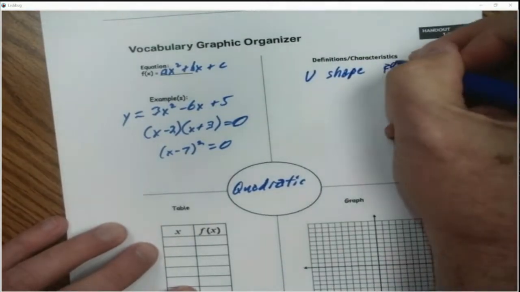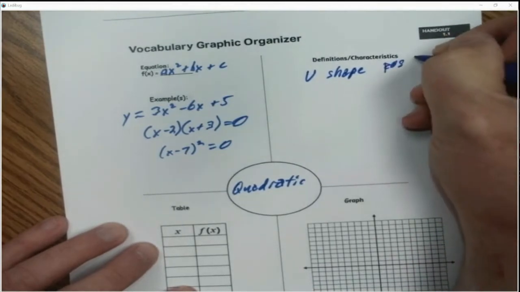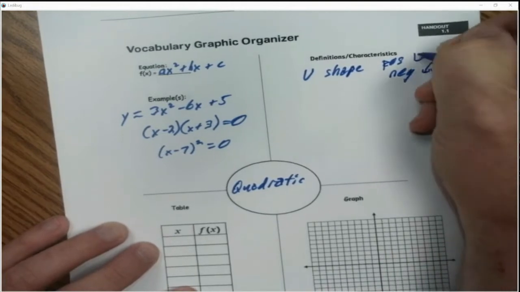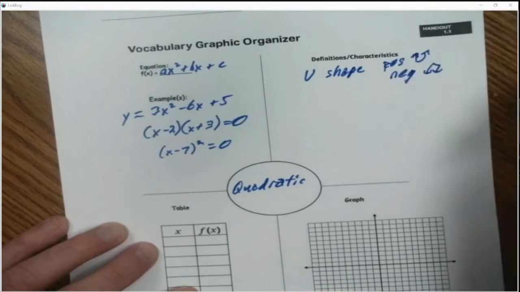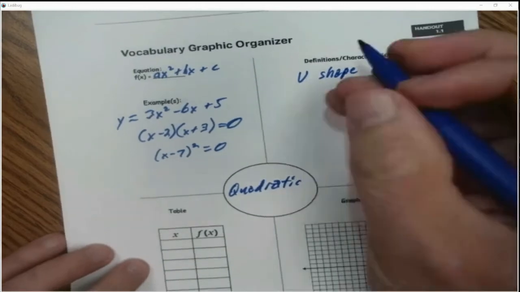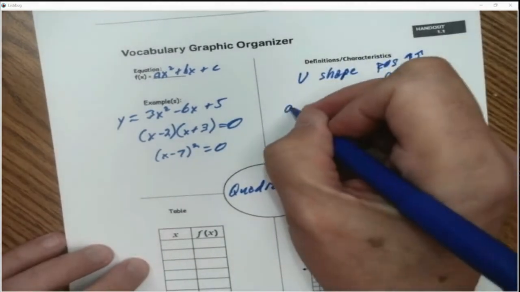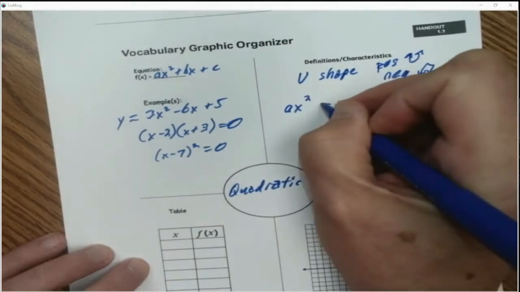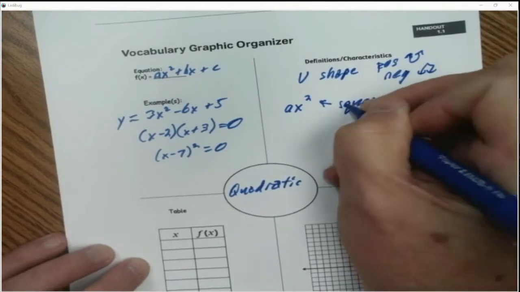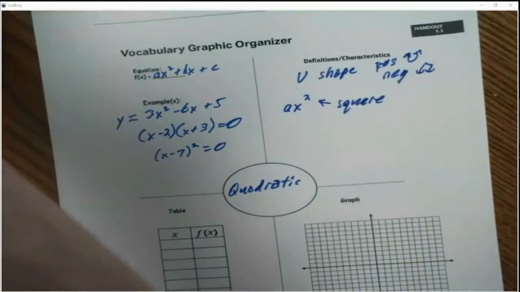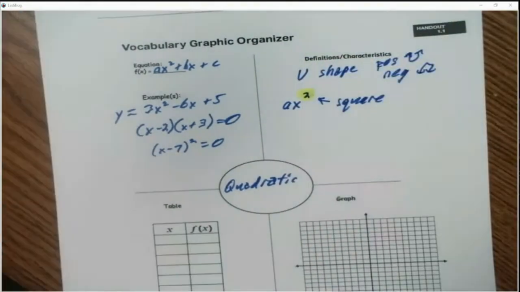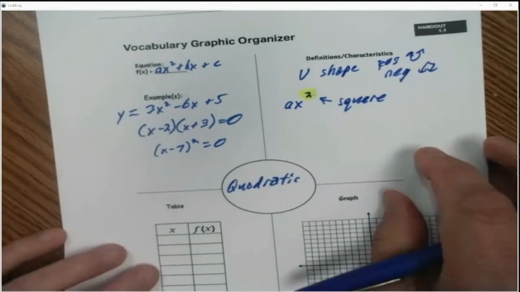So if it has a positive, it goes up; if it's a negative, it goes down. I guess I should put little arrows on the end of that. Positive goes up, negative goes down. Exponent of 2 means basically it has to have a square, ax squared. So we have to have that square in there for it to be a quadratic. Would highlight that. And mention the word vertex in there.